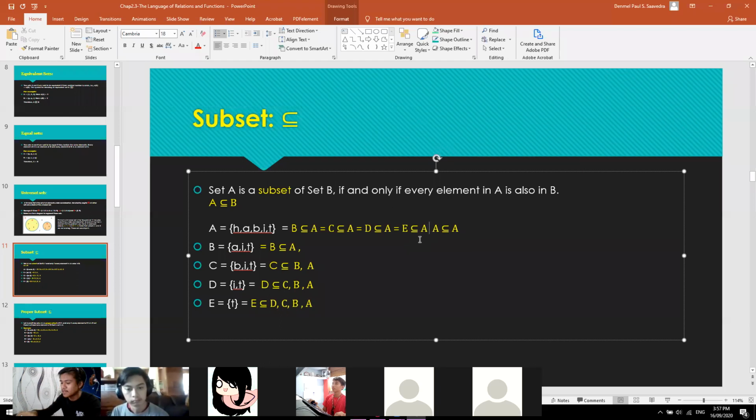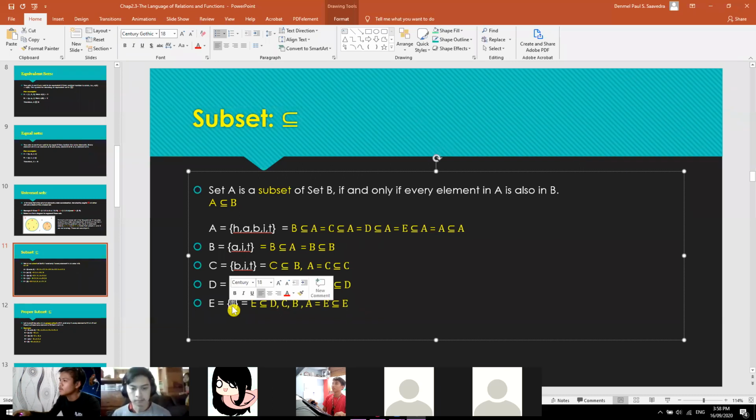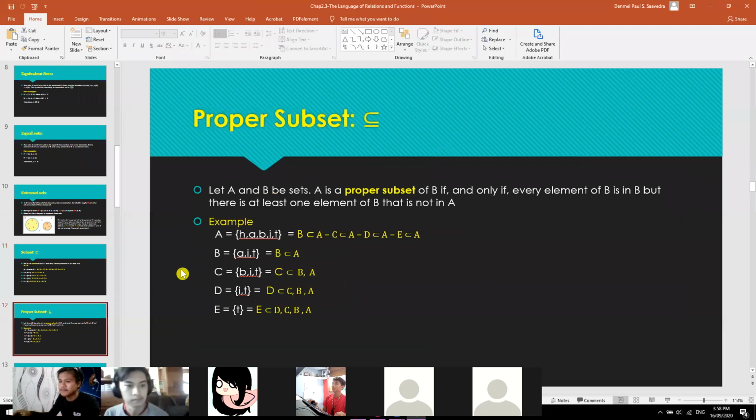Oops, equals pala yung ginamit ko dito. So, a set can be a subset of itself. C is a subset of itself, and then B is a subset of itself, and then E is a subset of itself. Okay, since yung naman neto is nasa sarili niya na, so you can call that one a subset. Yun naman yung pinagkaiba ng proper subset natin.